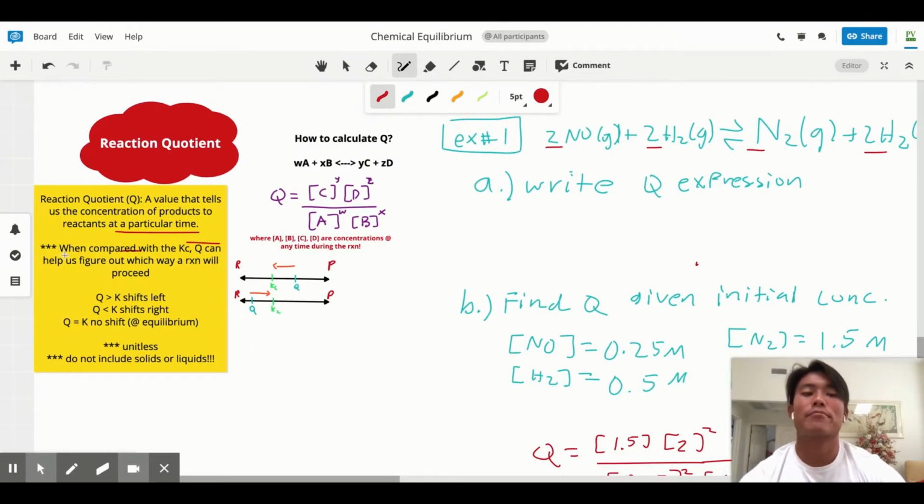So Q is very important because when compared with the K constant, Q can help us figure out which way a reaction will proceed. It's a very powerful tool. If Q is greater than K, the reaction is going to shift to the left. If Q is less than K, the reaction is going to shift to the right. If Q is equal to K, there's no shift because it's at equilibrium. And also, much like K, Q is unitless. And when you're writing out the reaction quotient expression, you do not include solids or liquids.